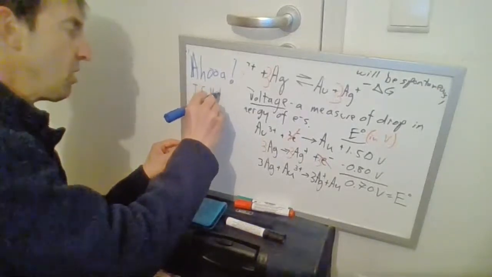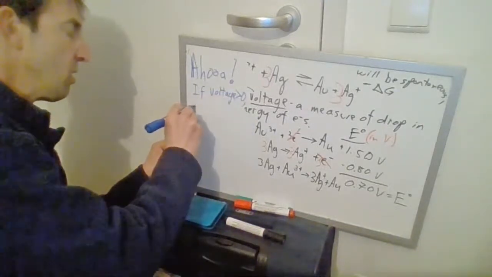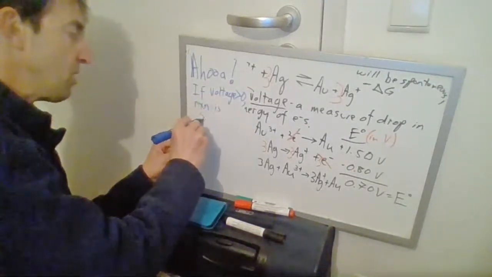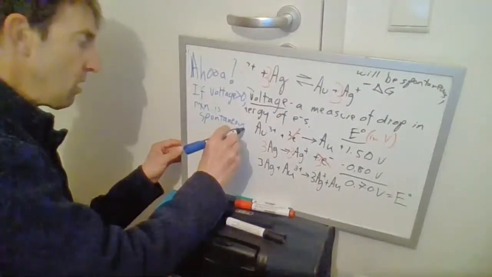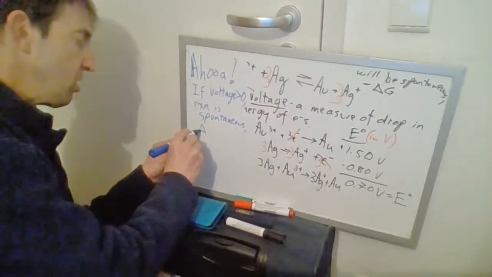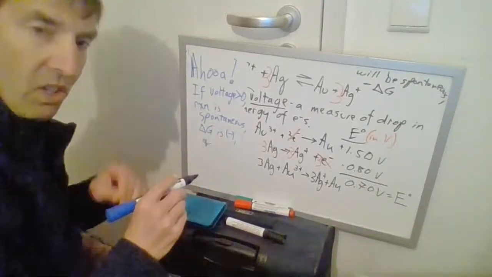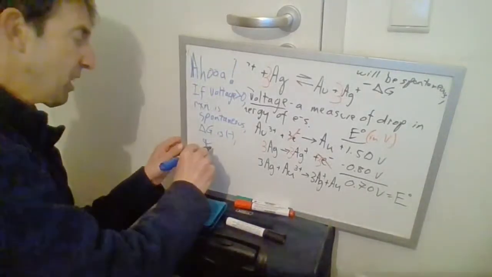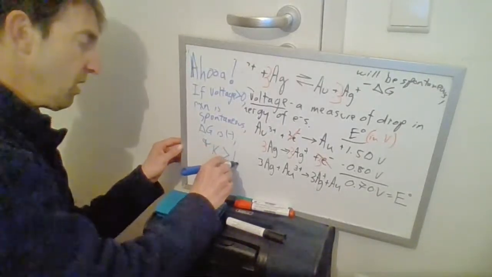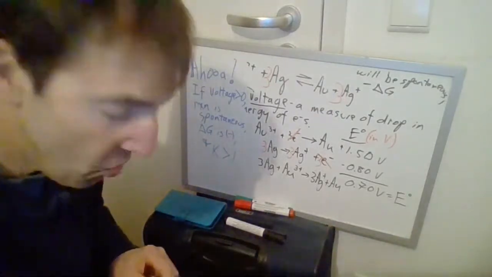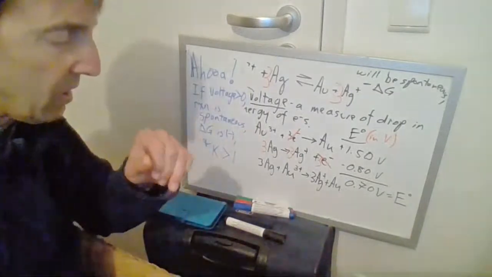If the voltage is greater than 0, the reaction is spontaneous. And delta G is negative. And I'll tell you where we're going with this. The equilibrium constant, big K, is also greater than 1. Are all those connected? You betcha. Is it hard? No. You just have to think about it. Okay? Think about all the concepts we've had.